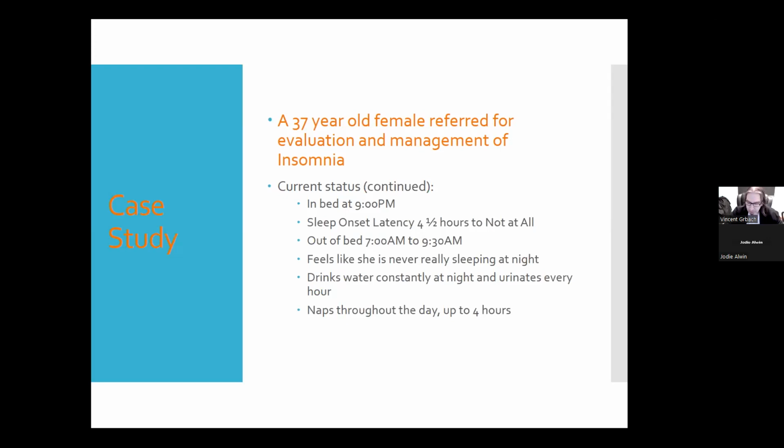And then she was napping throughout the day. About 4 hours every day she would nap. So she was getting about 7 hours of sleep in a 24-hour period, but most of it was napping during the day.